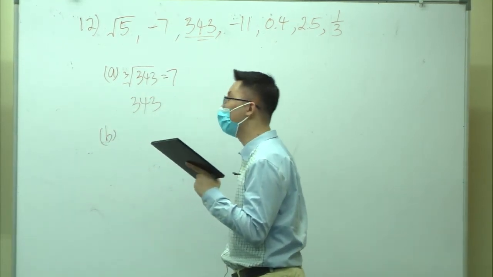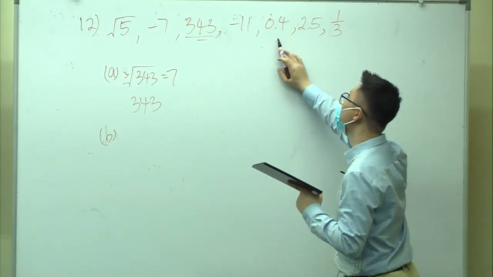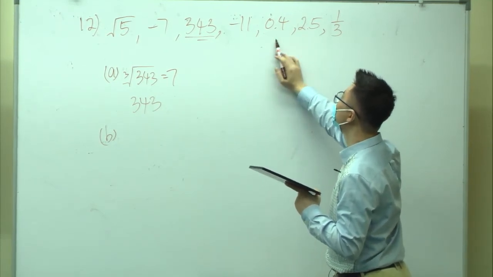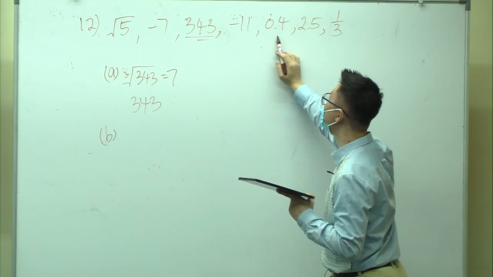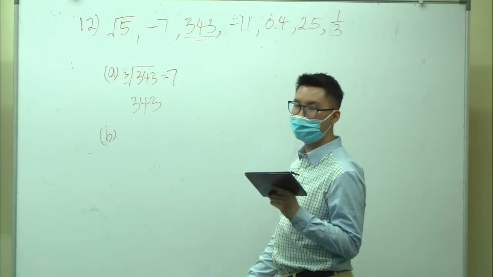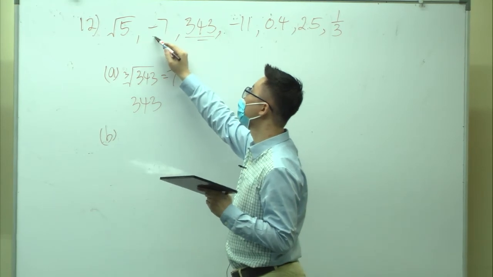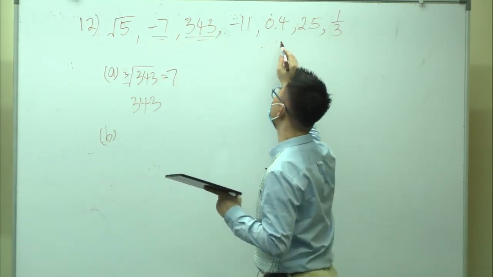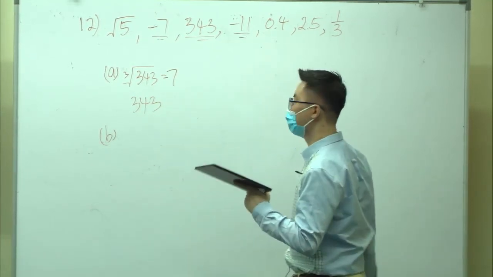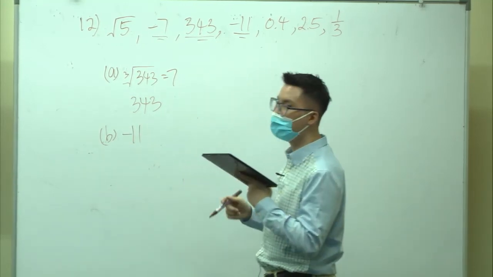Part B, the smallest number. Which one will be the smallest number? I see that this is a decimal, very small, and it is less than 2.1 or 2.5. So I think 0.4 is the smallest. Is this true? No. For the smallest, you also have to look at the sign. Negative is smaller than positive. Is negative 7 the smallest? No, again, you see you got negative 11. So negative 11 will be the smallest. Don't forget about the sign.